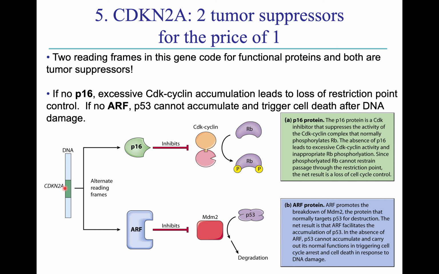So the two proteins you can produce from this gene are P16 and ARF. P16 will inhibit CDK cyclin, so it's basically blocking progression through the cell cycle past those checkpoints. ARF is inhibiting MDM2, which you might remember was going to basically get rid of P53. So this would basically be an inhibitor of apoptosis. So, if you were to mutate this one tumor suppressor gene, you could potentially eliminate two tumor suppressor proteins, which would obviously not be ideal.